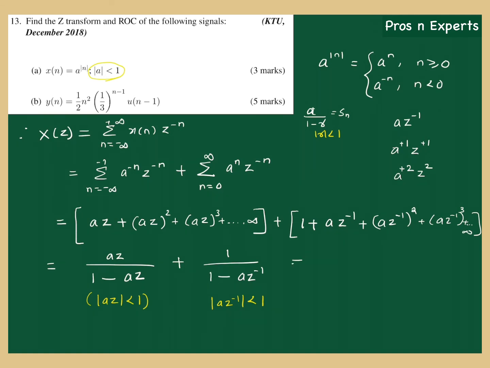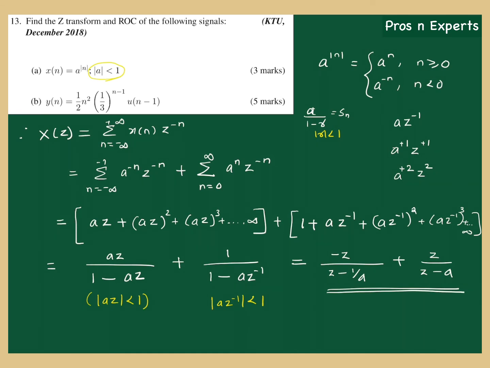Now when I simplify it, for the first term I'm dividing by minus a throughout. So minus z divided by, it becomes z minus 1 by a, right? I have divided using minus 1 by a on both numerator and denominator. So we got this, plus this is actually z by z minus a. We know that 1 by 1 minus a z inverse is z by z minus a. Okay, so this is the Z transform.